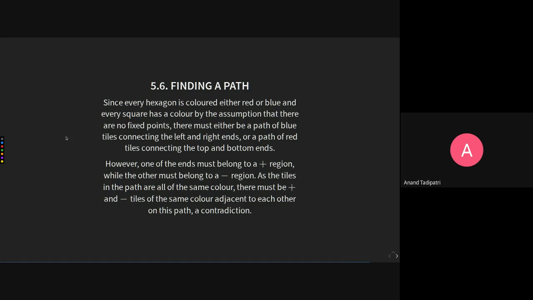And since by assumption there are no fixed points, the entire square is colored, so we can apply the Hex theorem, which says that you can find a path of red stretching from top to bottom, or you can find a path of blue stretching from left to right. So let's say we have a path of blue stretching from left to right without loss of generality.